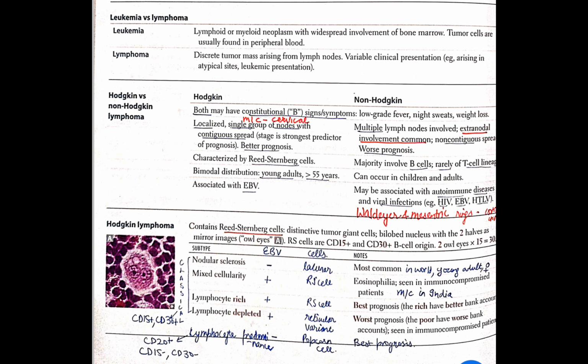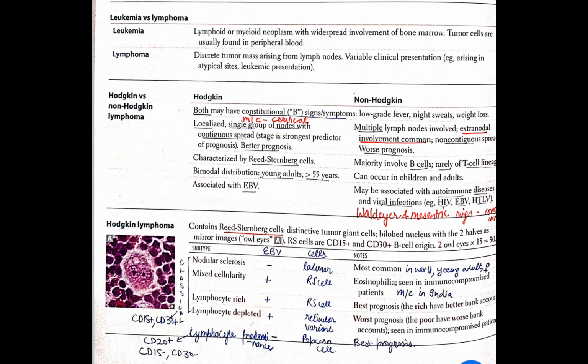Then some specific points about the subtypes. Nodular sclerosis is most common in the world, in young adults and in females. Mixed cellularity is most common in India. Imagine a mixed population in India. So mixed cellularity is most common in India and eosinophilia is seen. Then lymphocyte rich has the best prognosis. The rich have a better bank account. Then lymphocyte depleted has the worst prognosis. The poor have a worse bank account. And lymphocyte predominant also has the best prognosis.